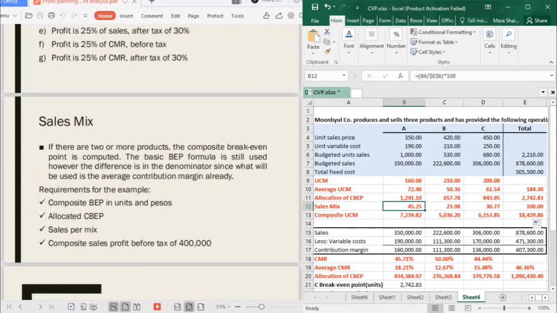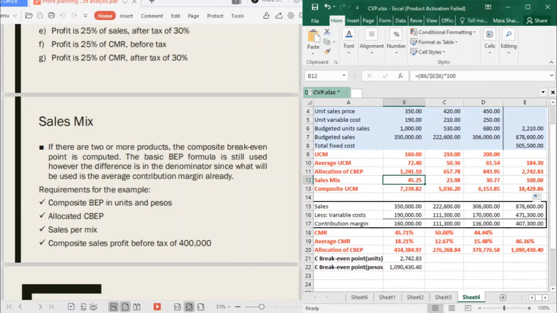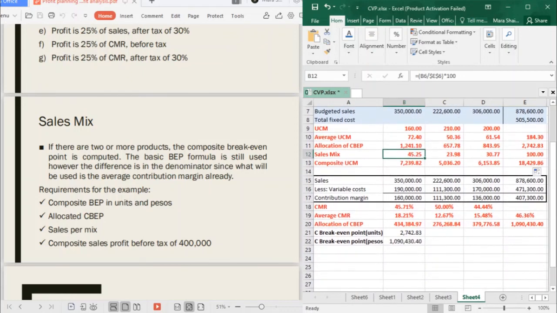Now, your composite UCM is what you use as your denominator to get your sales per mix. Our sales per mix is our fixed cost divided by our composite UCM. So, we have 27.43. That is our sales per mix.